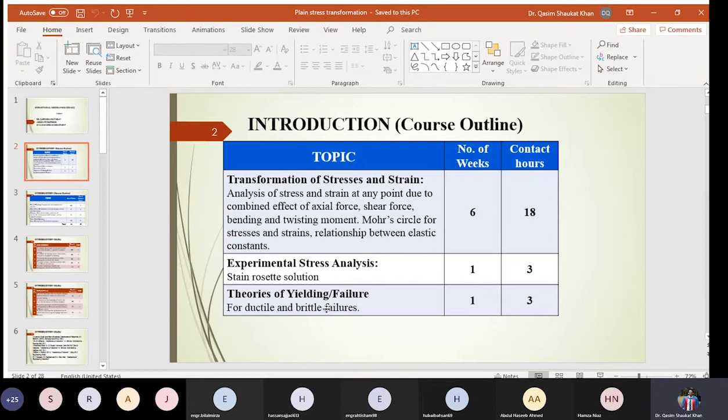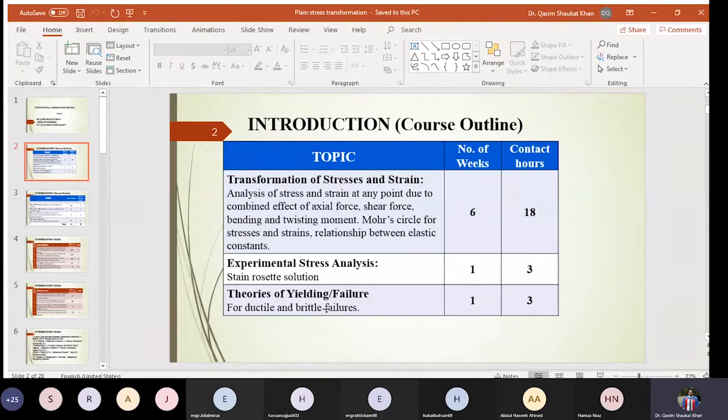In total we have 8 weeks for this transformation of stress and transformation of strain chapter, and we will split these chapters in two halves. Before the mid, from week 5 to week 8, we will have the transformation of stresses chapter. Then after the mid, from week 13 to week 16, we will study the transformation of strain.